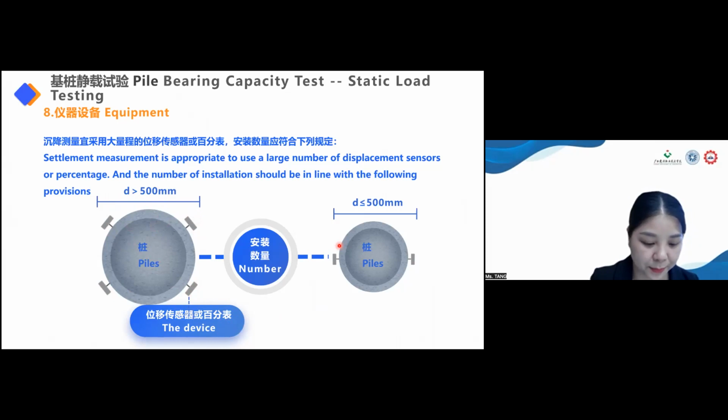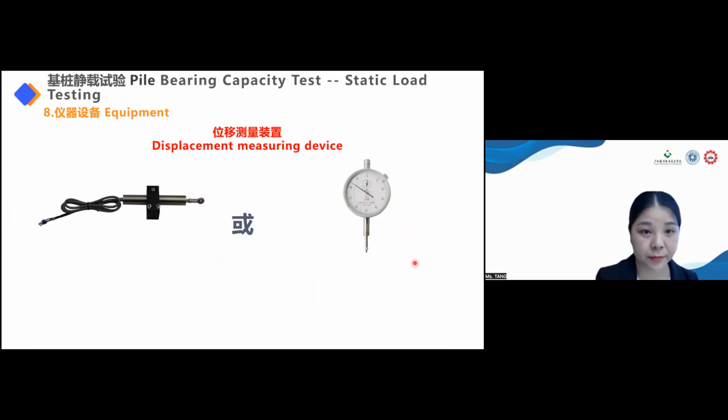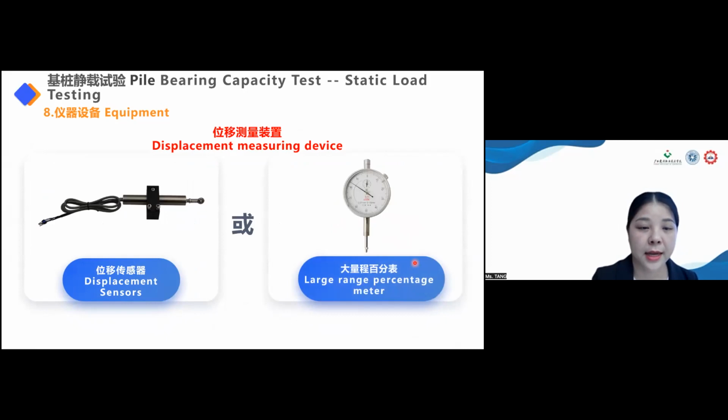Install 2 displacement sensors or dial gauges 1D, no less than 500 millimeters. 1, 2. Displacement measuring device. The figure shows 2 commonly used displacement measuring devices. The left is the displacement sensor, and the right is the large laser dial gauge.